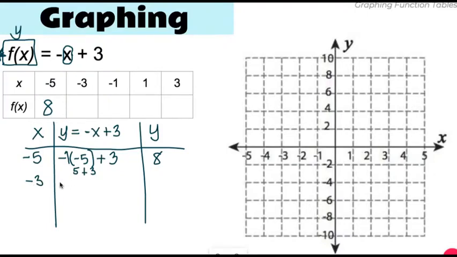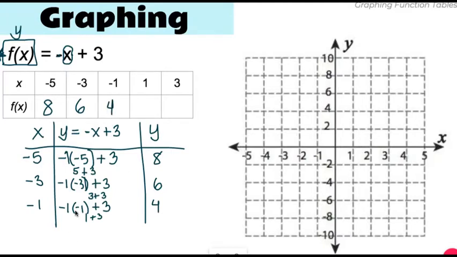Next up is -3. I can follow the same pattern that I did with -5, and I have -1 times -3 plus 3. -1 times -3 is 3. 3 plus 3 is 6. Then x equals -1. I follow my same pattern when substituting. I get negative times x. -1 times -1 is 1, plus 3. I get 4.